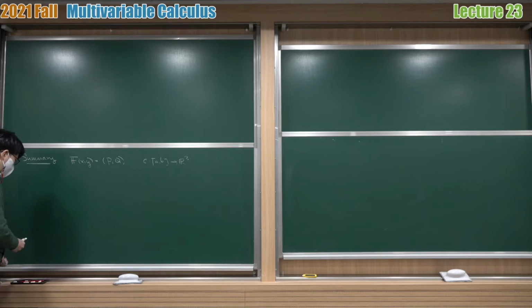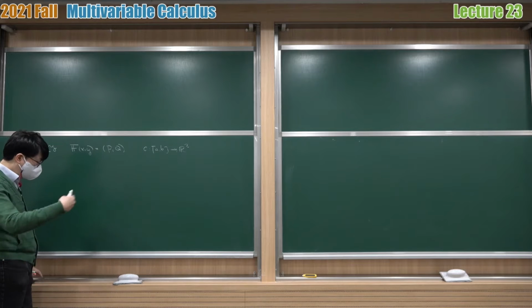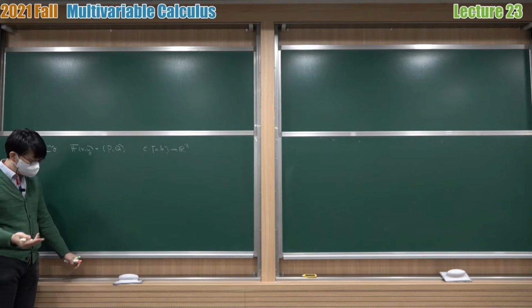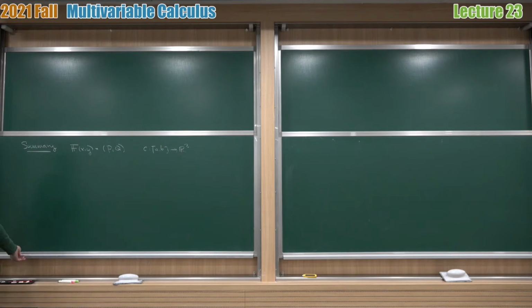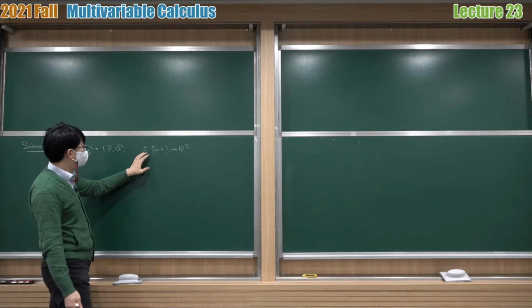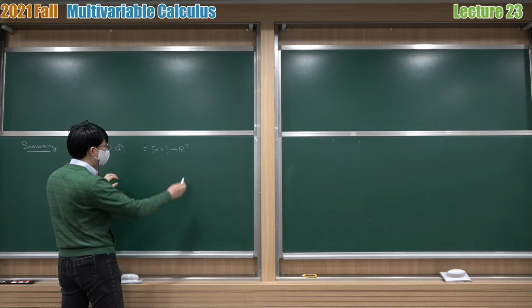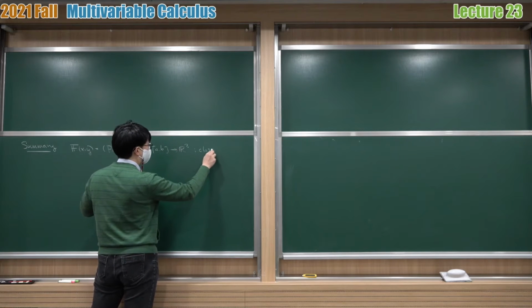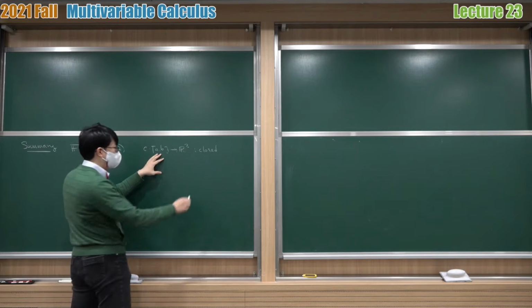Okay, that will be important when we discuss the potential functions and some theories about potential functions. Anyways, for now, let's think about this vector field as defined on the entire two-dimensional space, and this C is a parameterized curve which is closed, and we assume that this is oriented counterclockwise.